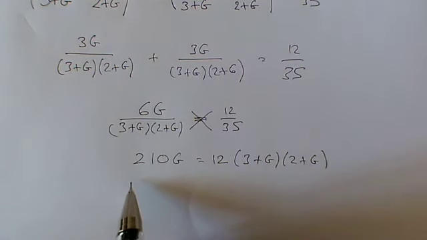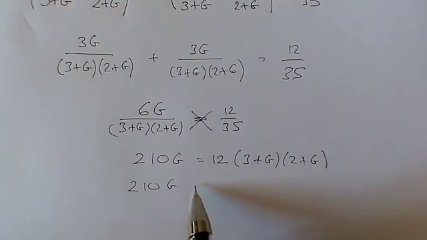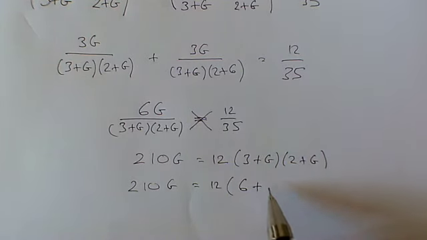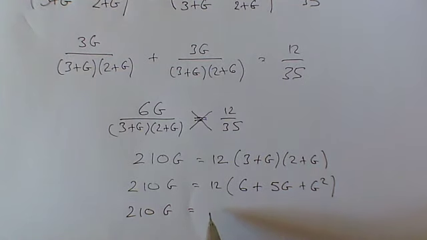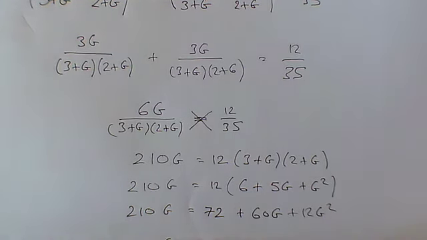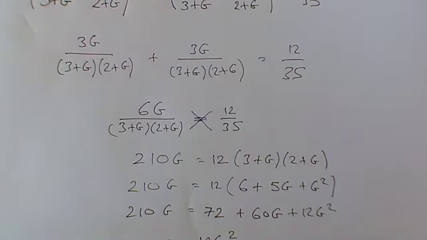Now we can tidy that up quite quickly. Expanding these brackets, 6 plus 5G plus G squared, multiplied by the 12, so 72 plus 60G plus 12G squared. Now we can turn it into a quadratic, the normal shape quadratic that we're used to.